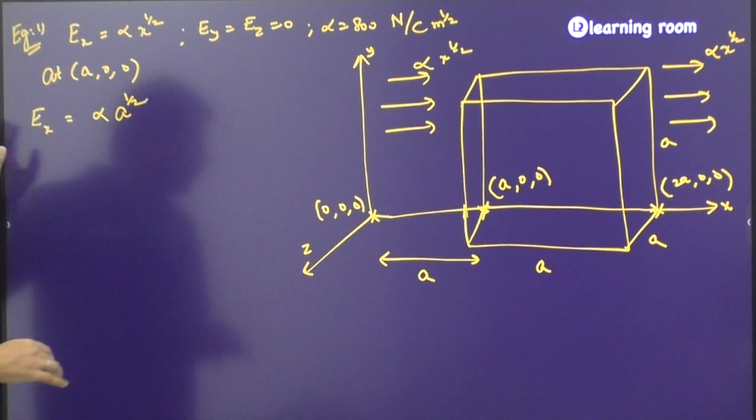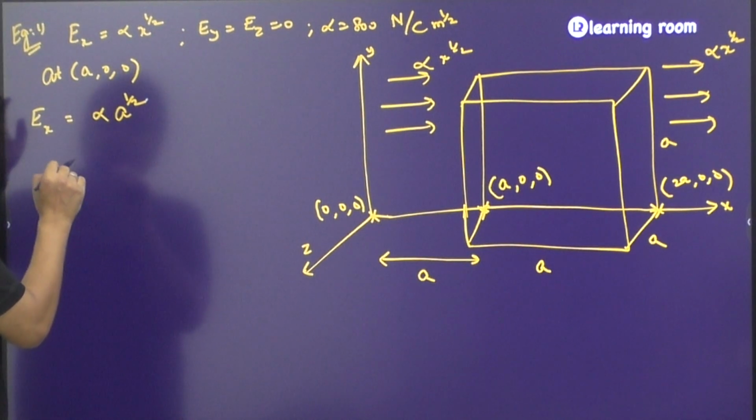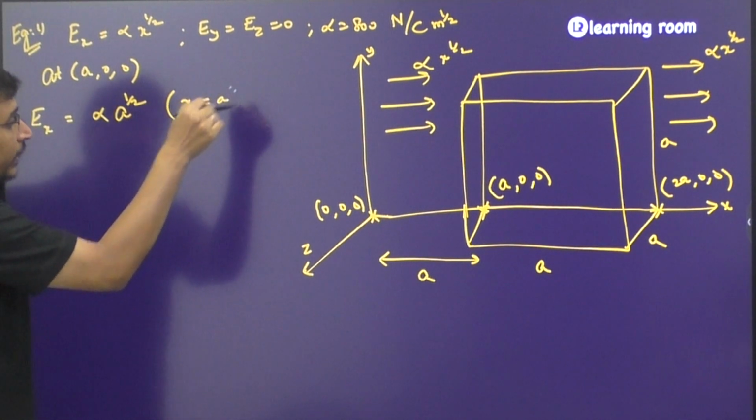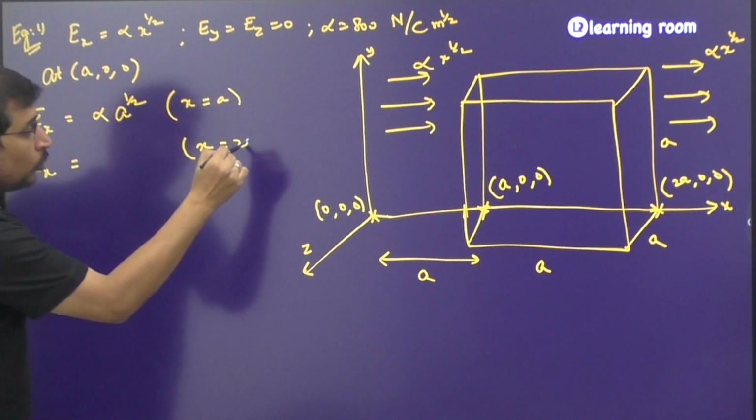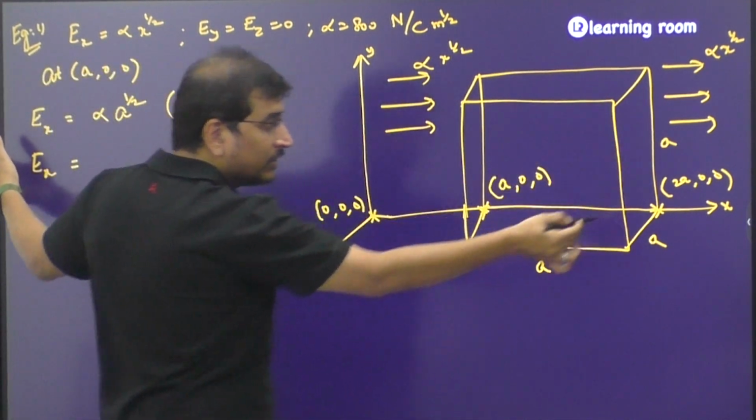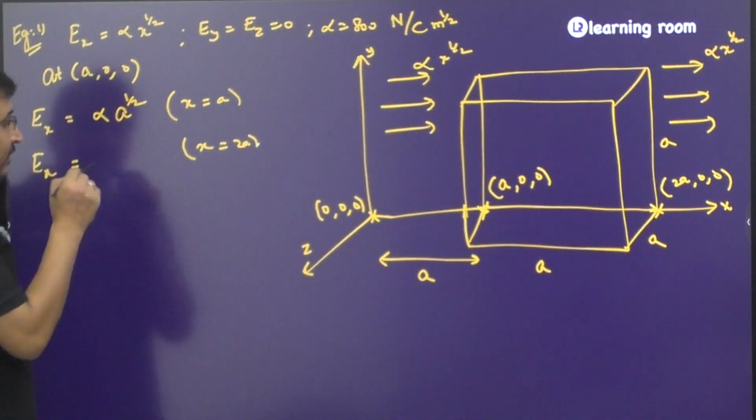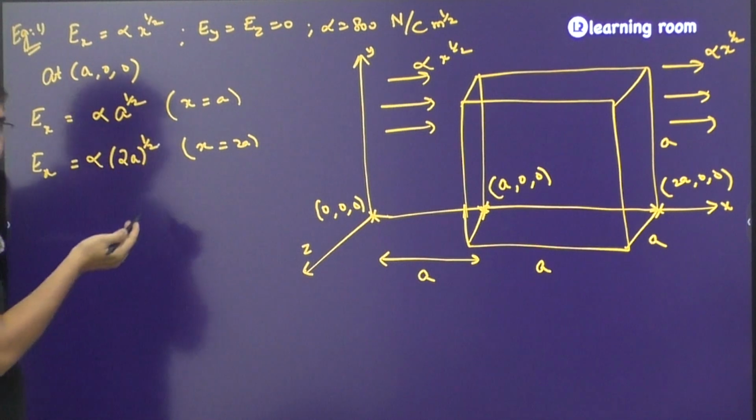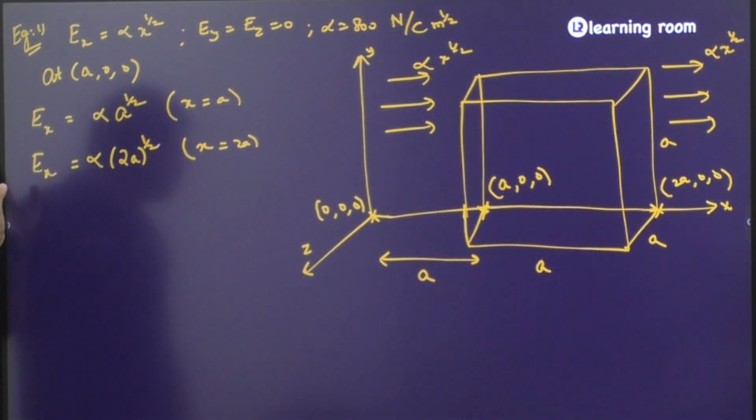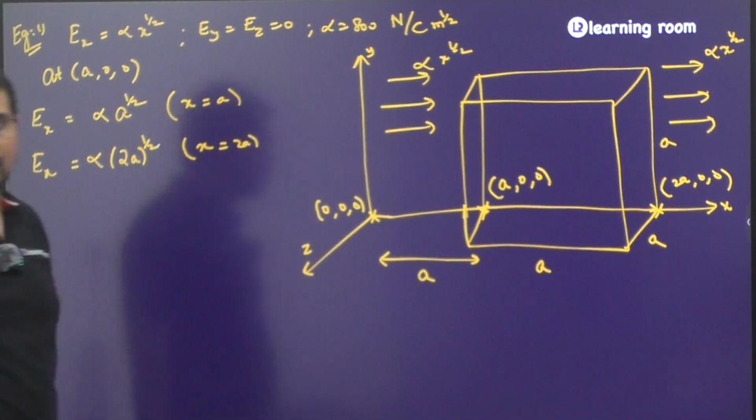So alpha into a power half, right? So this is at x is equal to a. Similarly, the value of Ex at x is equal to 2a will be how much? Means what is going to be the value at this point? Obviously, alpha into 2a raised to the power half, just the function value substituted back. Is that point clear? Now our job is very simple.